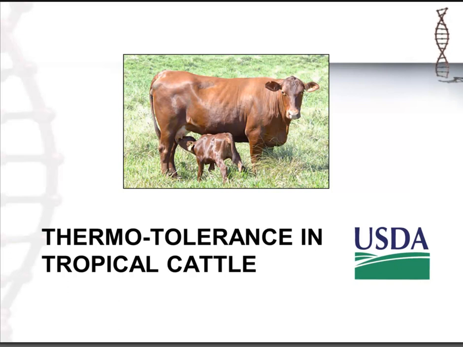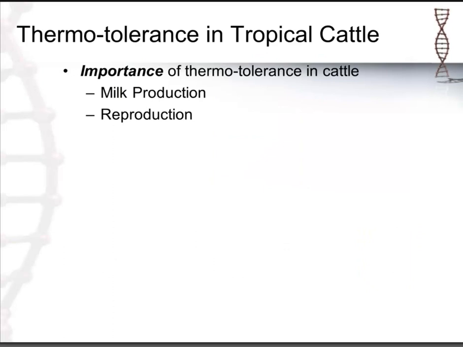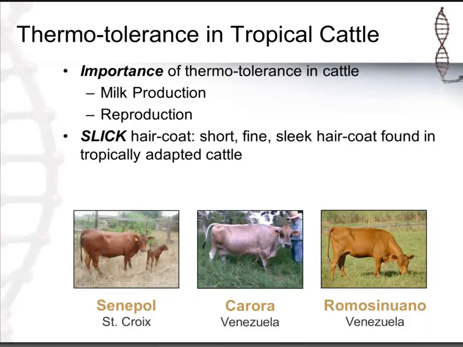I started this project when I was a researcher at the USDA, and I've continued this, and we finished up the first segment of this project this past spring with a published paper. We're going to start with the importance of thermotolerance in tropical cattle. The main issues are milk production and reproduction: if cattle can't handle these warmer temperatures, they have decreased milk production and reproduction, as well as some other factors.